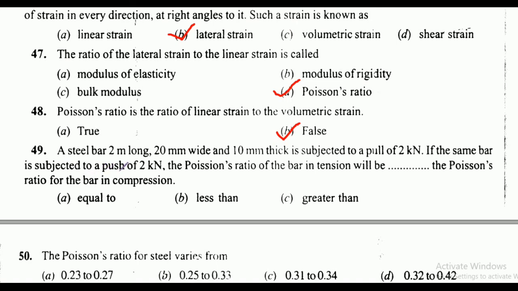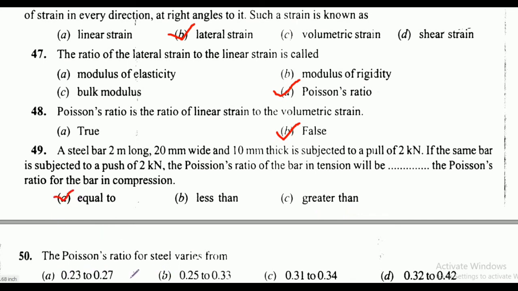A steel bar of 2 meter long, 20 mm wide and 10 mm thick is subjected to a pull of 2 kN. If the same bar is subjected to a push of 2 kN, the Poisson's ratio of the bar in tension will be dash the Poisson's ratio for the bar in compression. Here options are equal to, less than or greater than. So here friends, correct answer is option A, that is equal to.